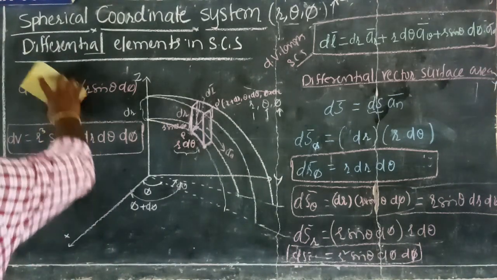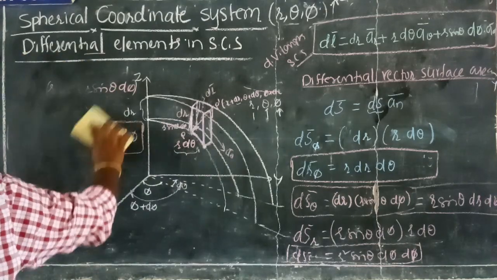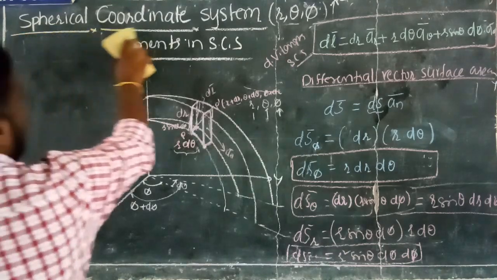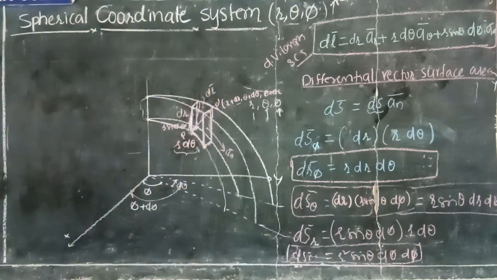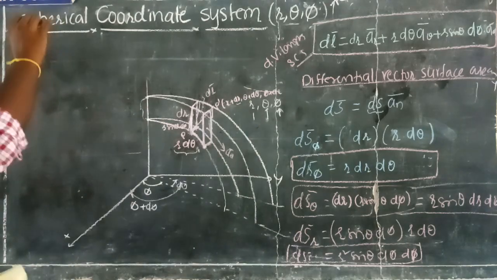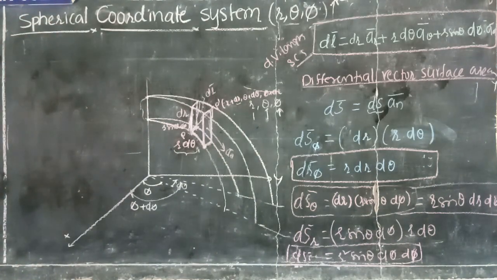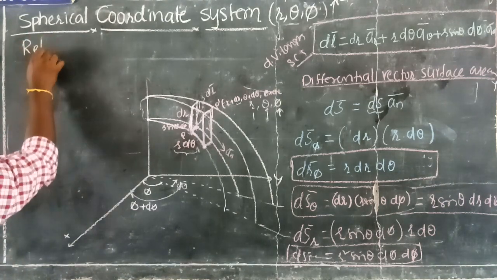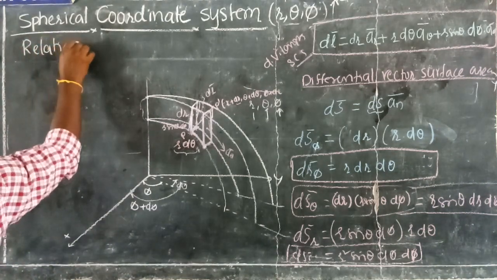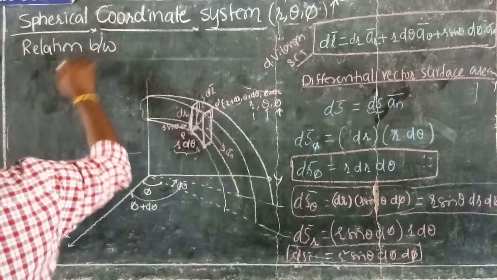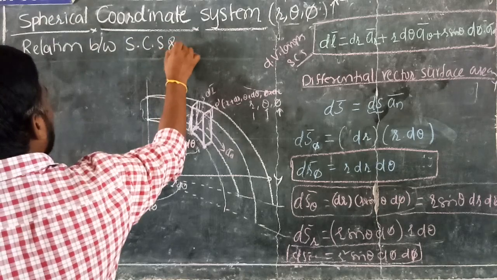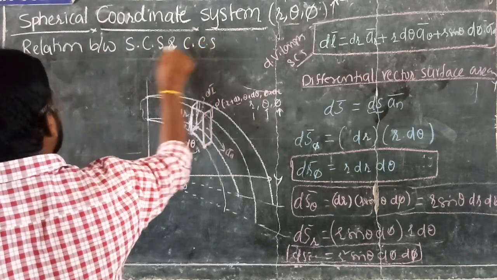So with this we have completed the differential elements in the spherical coordinate system. Now next we are going to derive the very important relation between the spherical coordinate system and the Cartesian coordinate system.